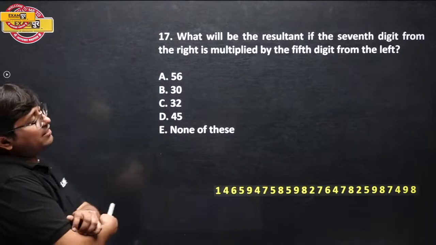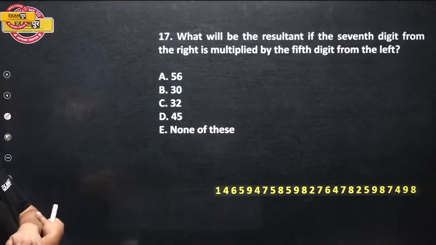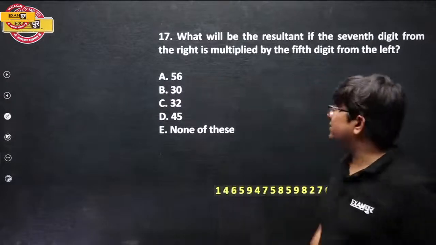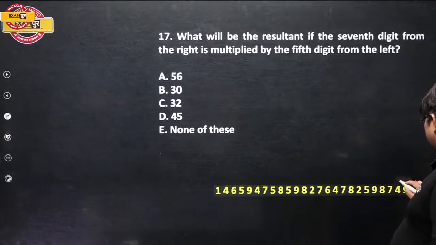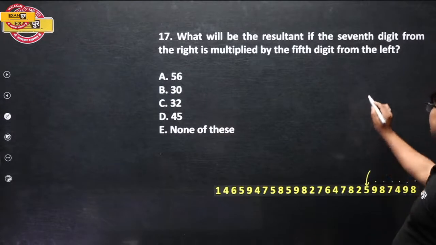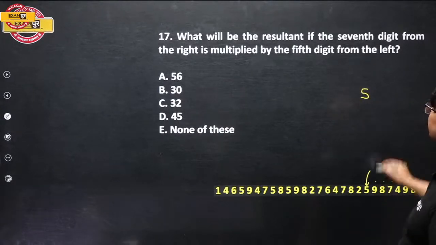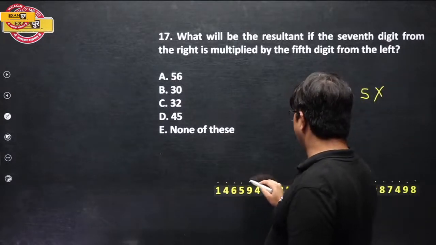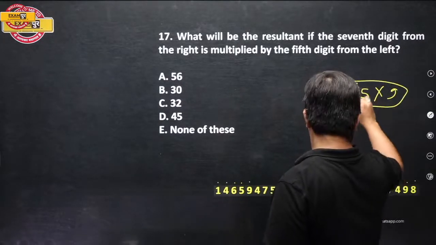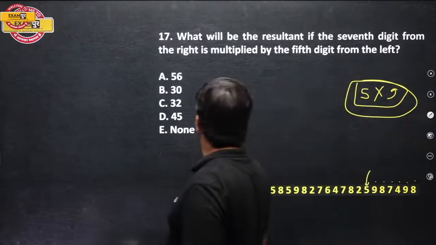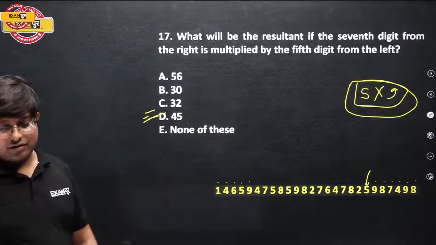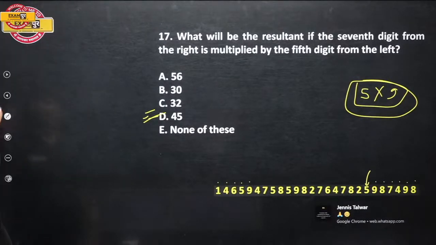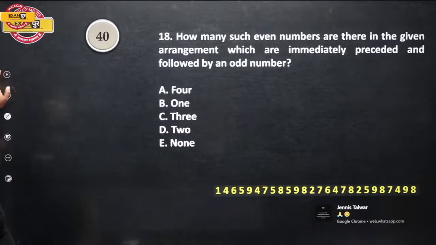What will be the resultant? My dear students, what will be the resultant if the 7th digit from the right, so 1, 2, 3, 4, 5, 6 and 7, the 7th digit from the right, that is 5, is multiplied by the 5th digit from the left, 1, 2, 3, 4 and 5. Okay, 5 nines are 45. Alright everyone. Getting it? The right answer is 45. Now, the next one.